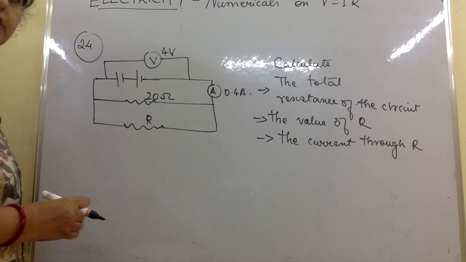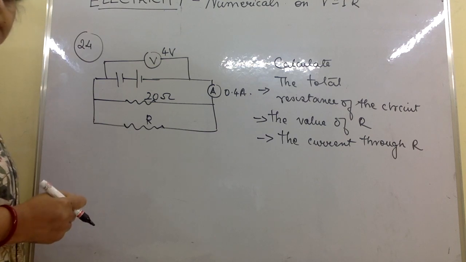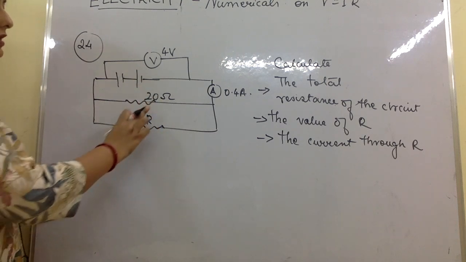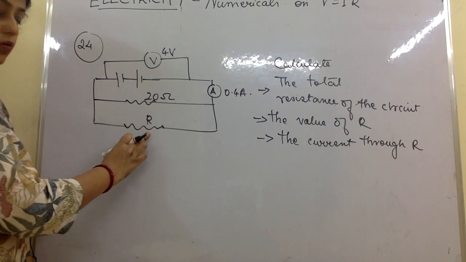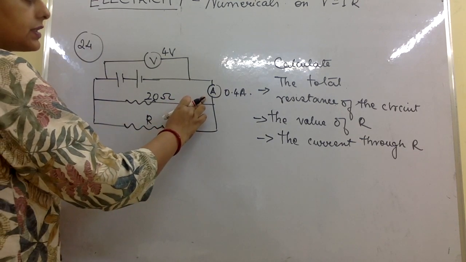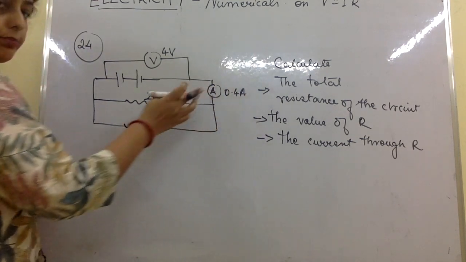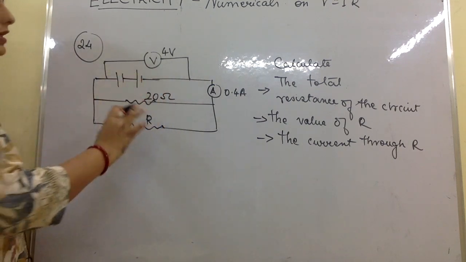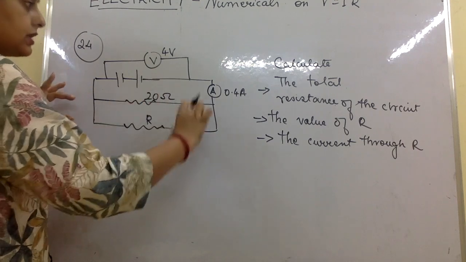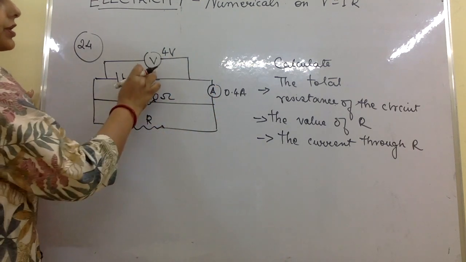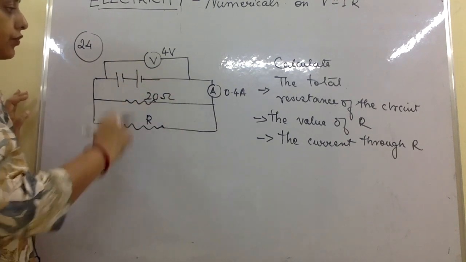Calculate the total resistance of the circuit, the value of R and the current flowing through R. First, this is 20 ohms, this is R ohms, we don't know, they are asking for the value of this. Ammeter reading is 0.4 amperes. Note that the ammeter is connected in series to this parallel part. Now here voltmeter reading is 4 volts.